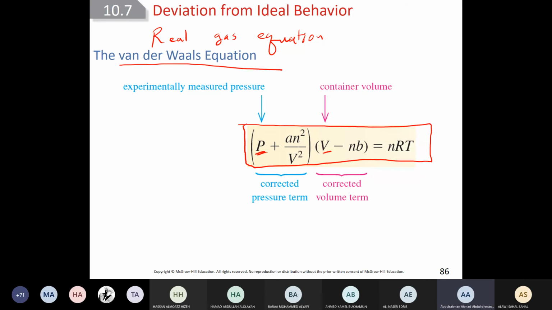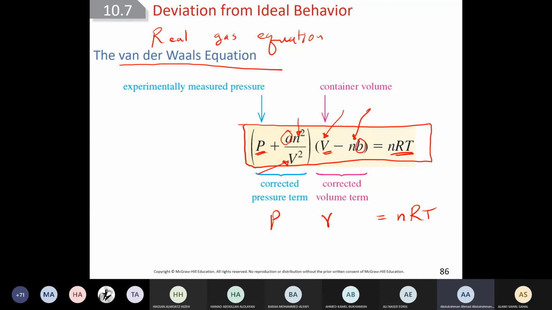It's PV equal to nRT. Did you see this equation before? PV, ideal gas law, nRT. But what did we do? We made some changes. Again, what's n? Number of moles. What's V? Volume. What is V here? Volume. Also volume. What's n? Number of moles. Okay. The other things that you don't know are a and b.